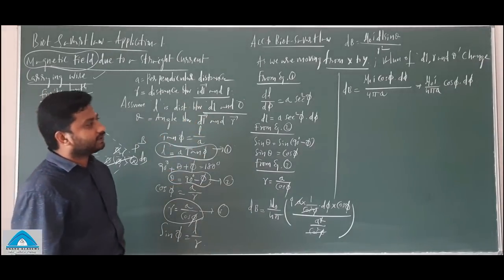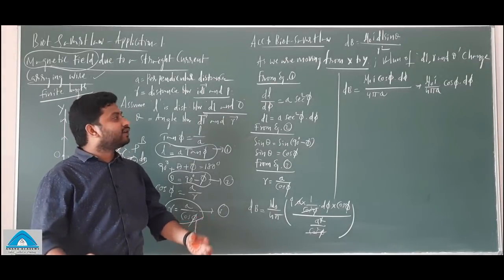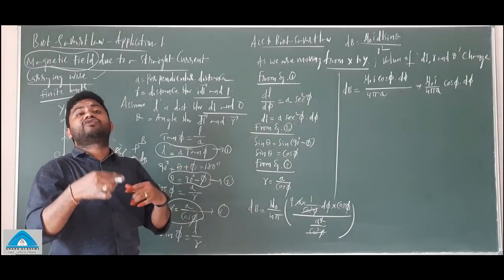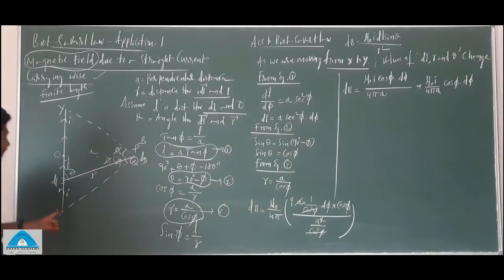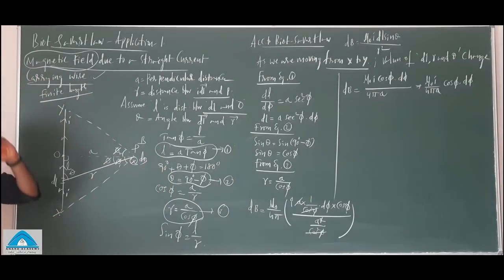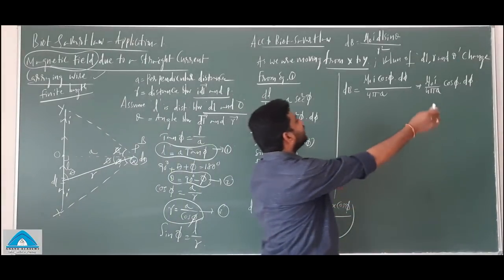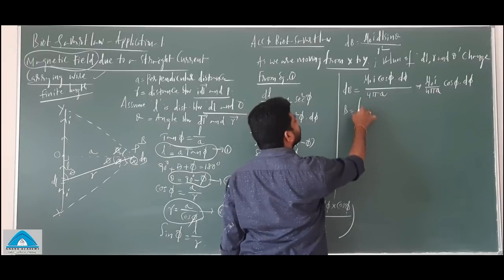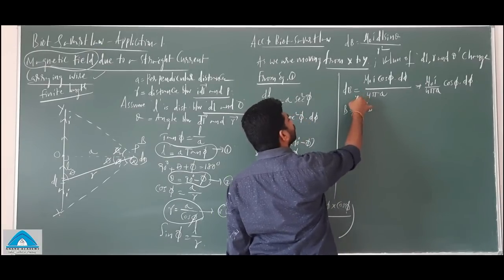So that is what we do. But our aim is not to find dB. Are you getting the point? Our aim is not to find dB. Our aim is to find B. How do you get B? When you integrate from x to y, you get B. Understand? Clear? So we need the integration of this. So B is equal to integral dB, which is equal to integral from x to y.